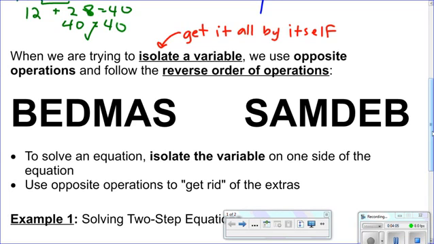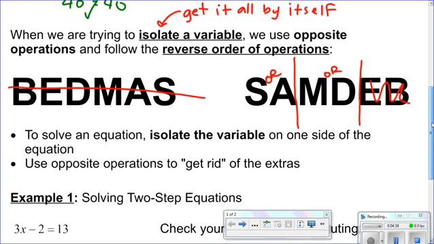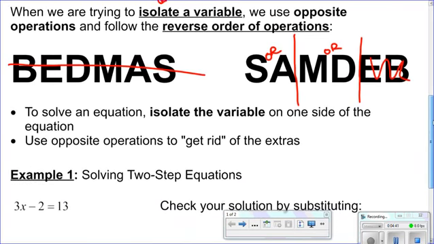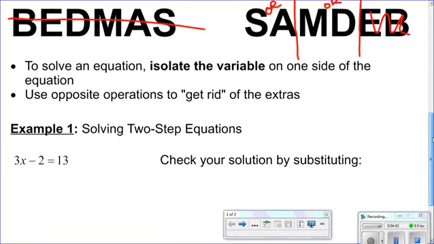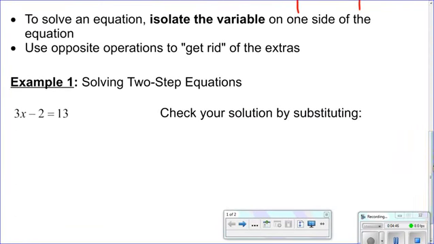We go reverse BEDMAS. So instead of going brackets, exponents, division, multiplication, adding, subtraction, no. We start with subtraction or addition, whatever comes first as we go from left to right. Then we do multiplication or division, whatever comes first as we go left to right. And then exponents and brackets. We're not going to be worrying about those. So we're going to be doing backwards BEDMAS, getting rid of the constant before we get rid of the coefficients. It's just saying we're going to use opposite operations to get rid of the extras.